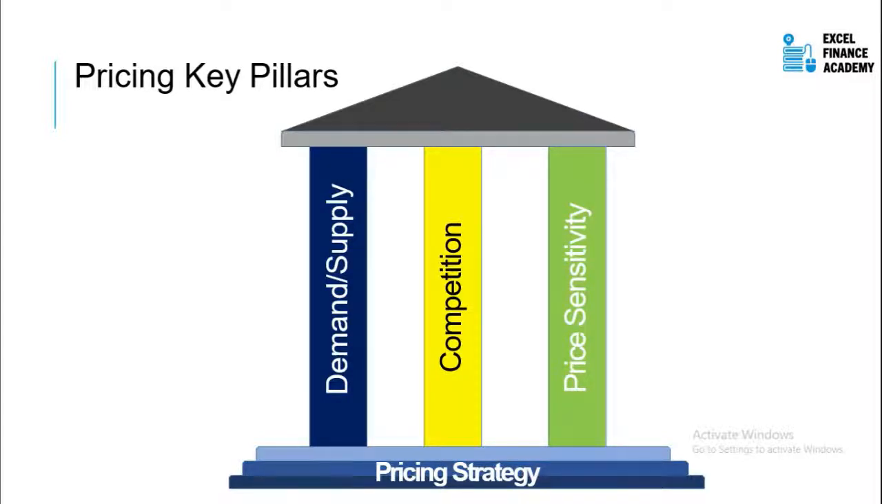And also it depends on the seasonal factors, it depends on the political factors, it depends on the loyalty, it depends on the value perception. So it depends on many factors. So the price sensitivity, the competition and the demand and supply define the pricing strategy of the hotel. Then finally you will come up with your optimal pricing.